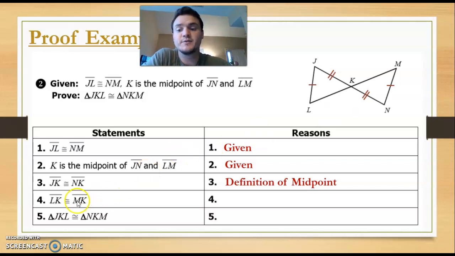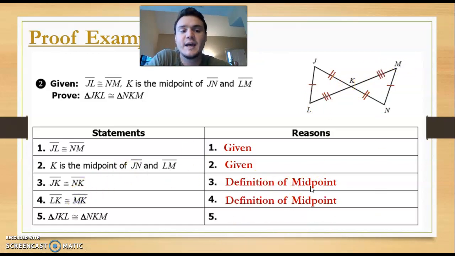It will be very similar for statement 4, where they say L to K is congruent to M to K. We know that this is true because they also say that K is the midpoint of LM. If this is LM, this whole segment here, and K is in the middle, that means that L to K is the same as M to K. That's what they're saying in statement 4. Again, that would be your definition of a midpoint.